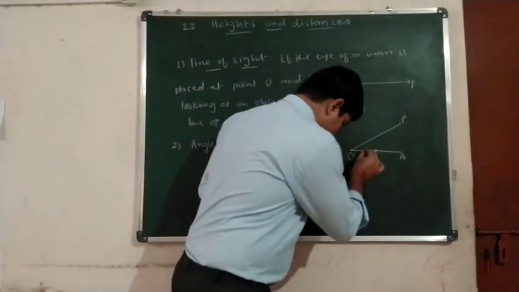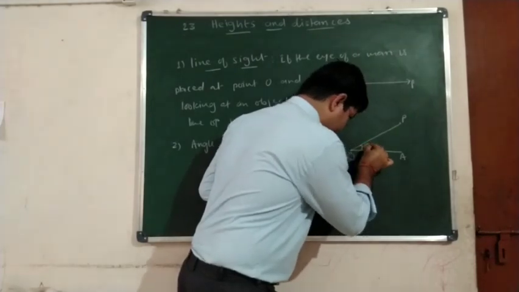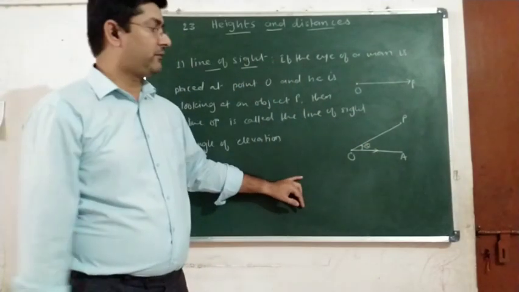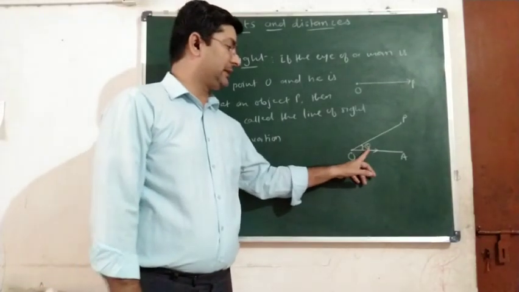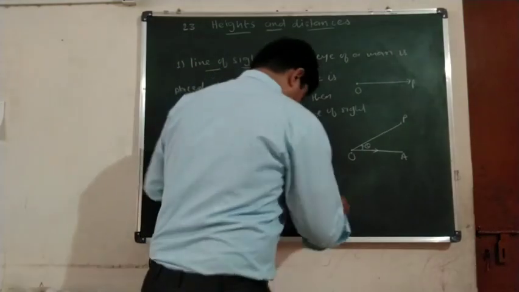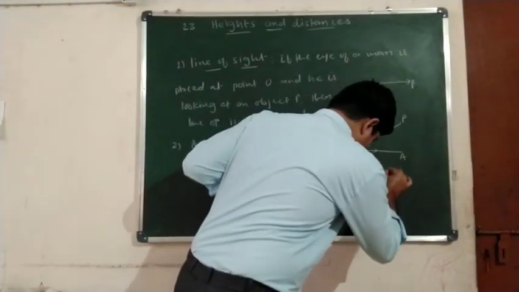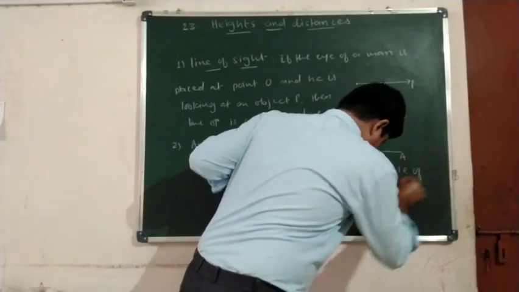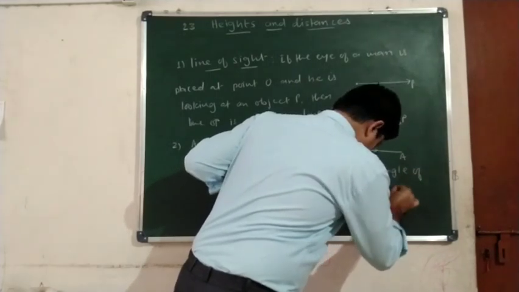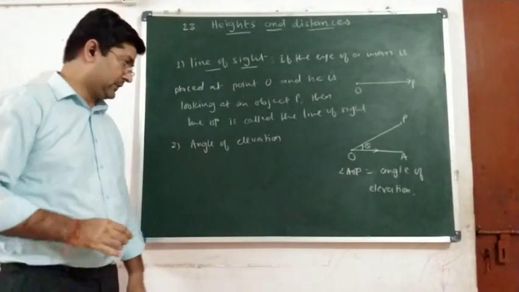In such a case, the angle formed between the line of sight and the horizontal is called the angle of elevation. So in this case, theta, or angle AOP, is called the angle of elevation. Clear? What is an angle of elevation?